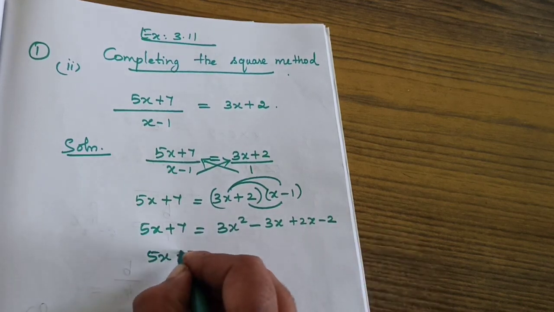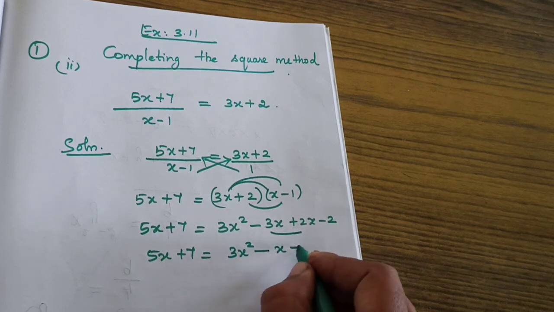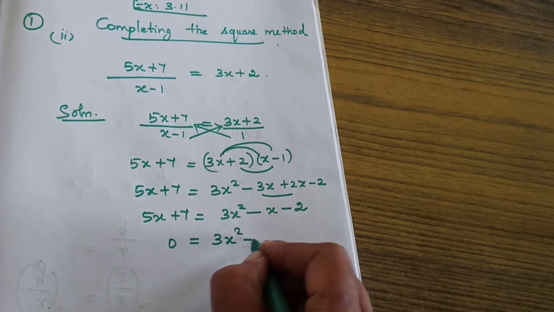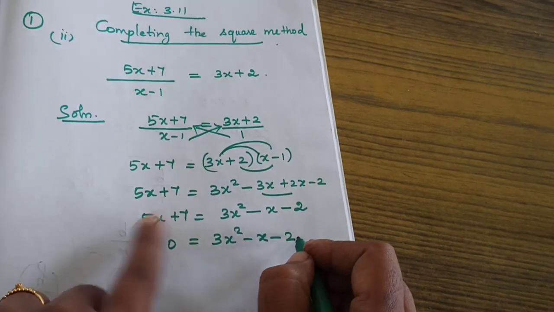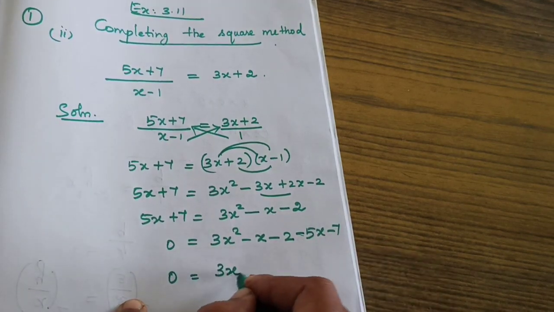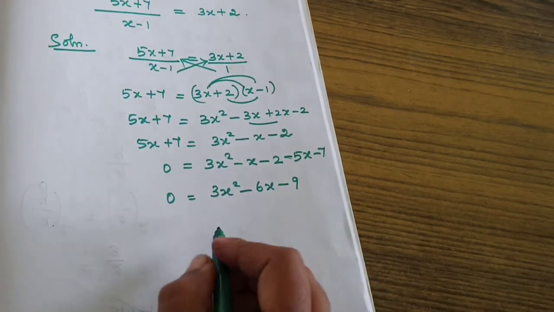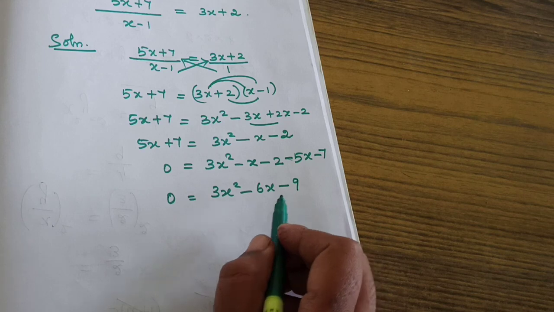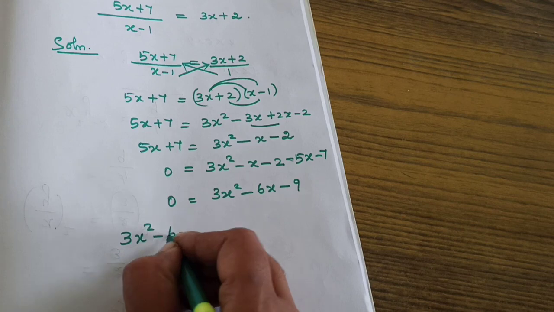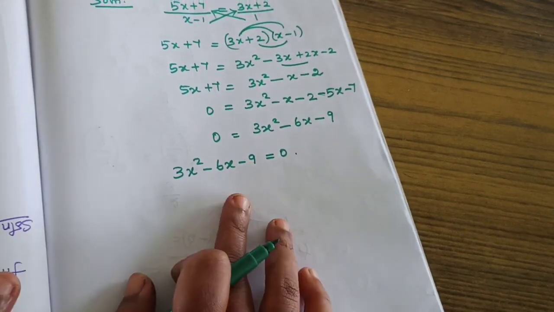Then 5x plus 7 which is equal to 3x square. What is the sign? Minus x minus 2. Taking all the terms to one side. So 0 is equal to 3x square minus x minus 2. Then transpose this side. Minus 5x minus 7. 0 equal to 3x square minus 6x minus 9. So here all the three terms, is it possible to divide by 3, no? So 3x square minus 6x minus 9 equal to 0. Now we got the standard form.